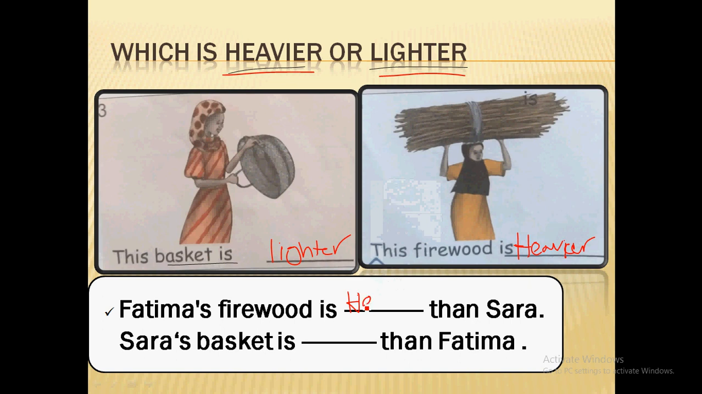I write on the board. And then Sarah. Sarah does not have firewood, but between Fatima and Sarah, which one has the heavier one? Fatima. So this is Fatima. Sarah's basket is lighter than Fatima's. Sarah's basket is lighter than Fatima's. So Fatima is what? Lighter. Excellent. It is lighter.